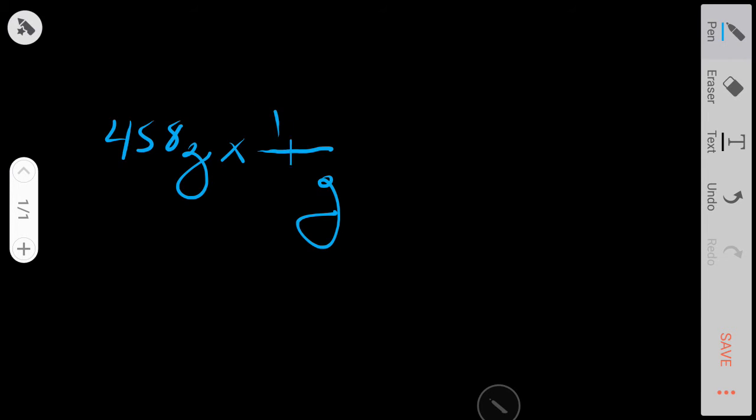Next problem, how many moles are there in 458 grams of sodium sulfate? Alright, so we start with 458 grams. I want to get rid of grams, so that's going to go on bottom. So 1 mole.